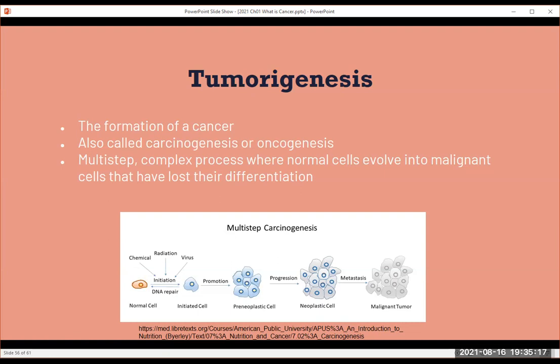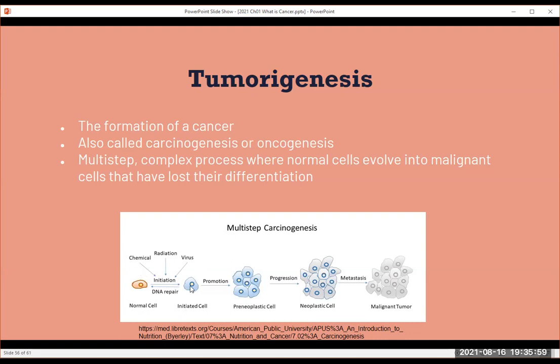The tumorigenesis process is very complex. There are many different steps on the path between a cell being a normal cell and then becoming a malignant cell that has lost its differentiation, and a lot of different things can happen in between. A normal cell can start down this pathway due to a number of different stimuli. It could be a chemical, radiation, a virus, a mutation, things like that can cause this process to get started. And we call that step initiation.